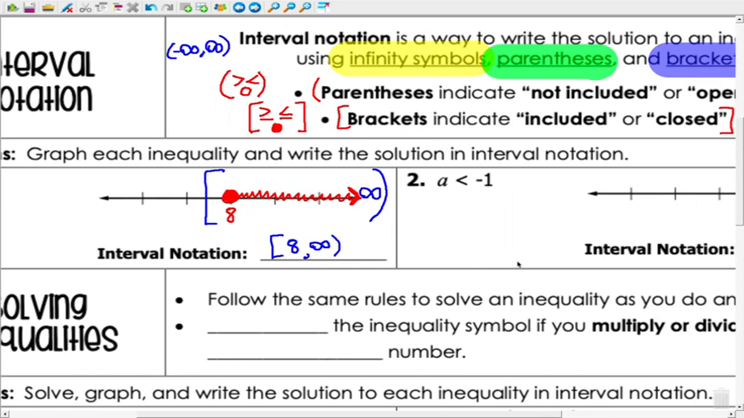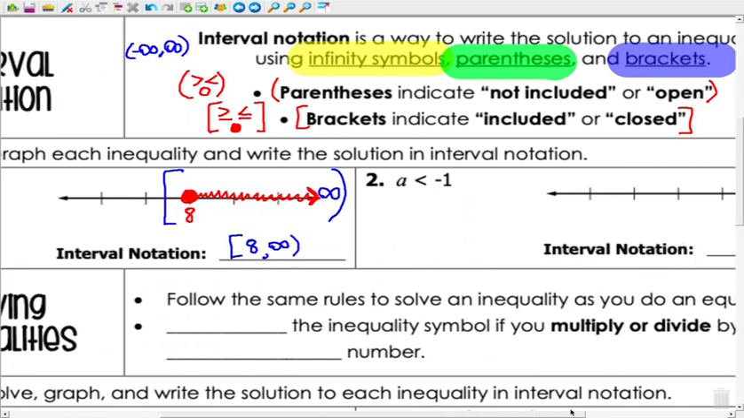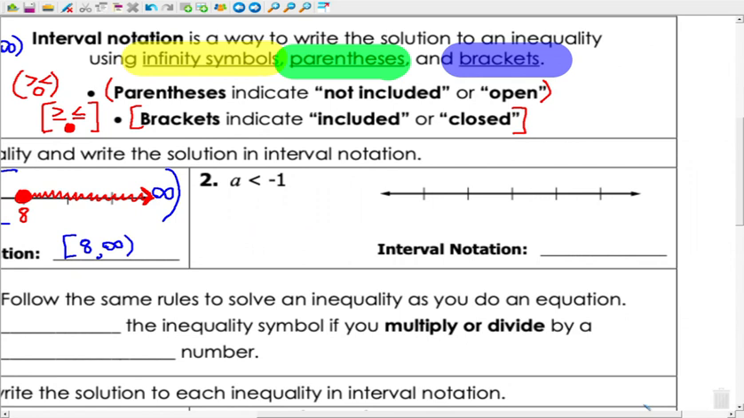Number 2 says that a is less than negative 1. Okay, well, if a is less than negative 1, that means my circle is going to be open because it's not included. Less than means it cannot be negative 1. Less than also means that it's going to be going to the left.